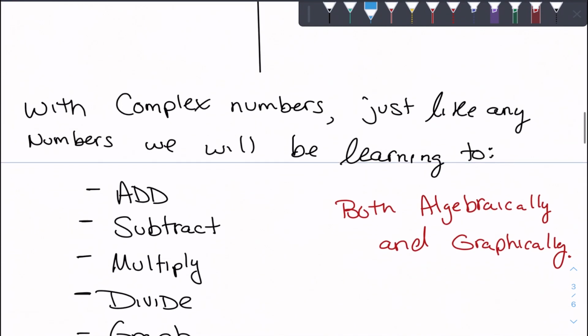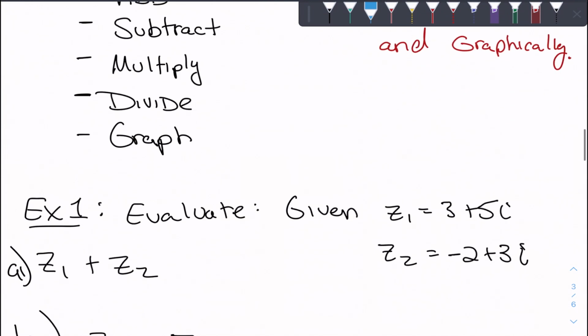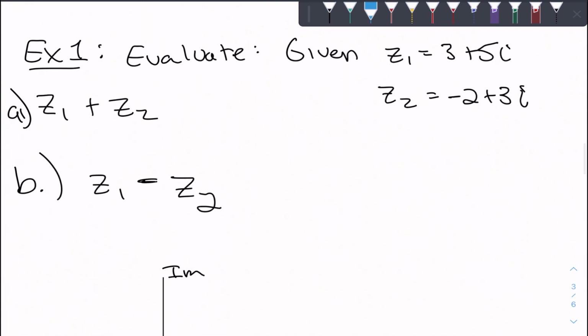So with complex numbers, just like any numbers, we should be learning to add, subtract, multiply, divide, and graph, both algebraically and graphically. So that's what these notes are for, and then I'll have a couple problems for you. So let's start with the basics.